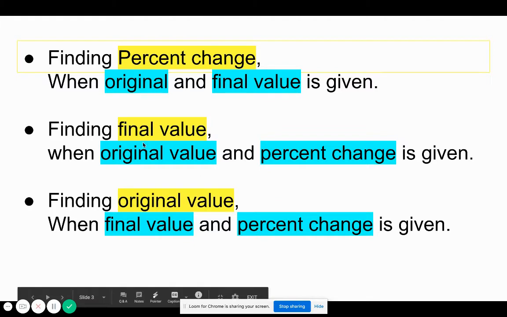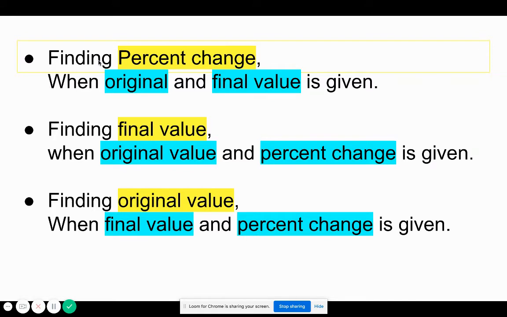Now, in this module, you're going to focus on these three things. You'll first learn how to find percentage change when the original and the final value are given. Then you'll learn how to find the final value when the original value and percentage change are given, and so on.